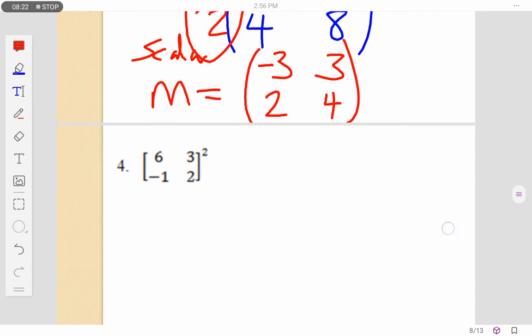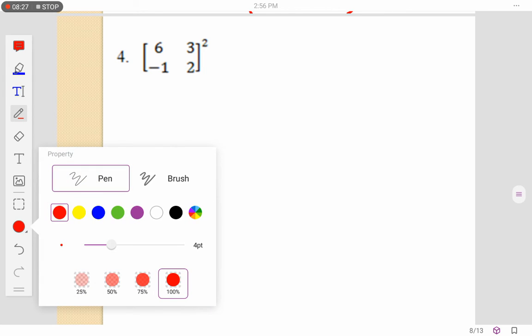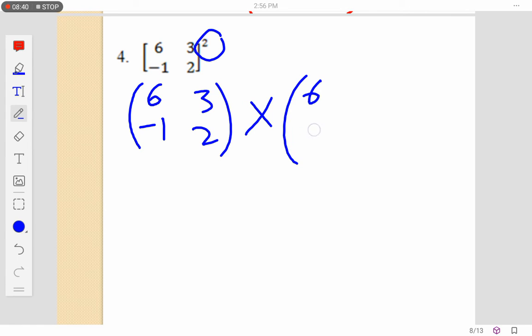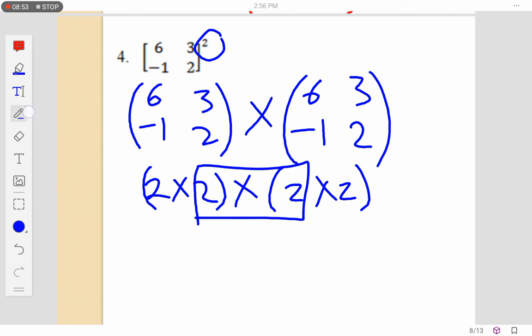Let's look at the last question. Okay, this one we are simply multiplying our matrix twice. So this 2 here means we are multiplying the same matrix twice. So I'll rewrite [6, minus 1, 3, 2] by [6, minus 1, 3, 2]. And this matrix we can multiply because this is a 2 by 2, multiplying by a 2 by 2 matrix. So it's doable, and our answer will be a 2 by 2 matrix.